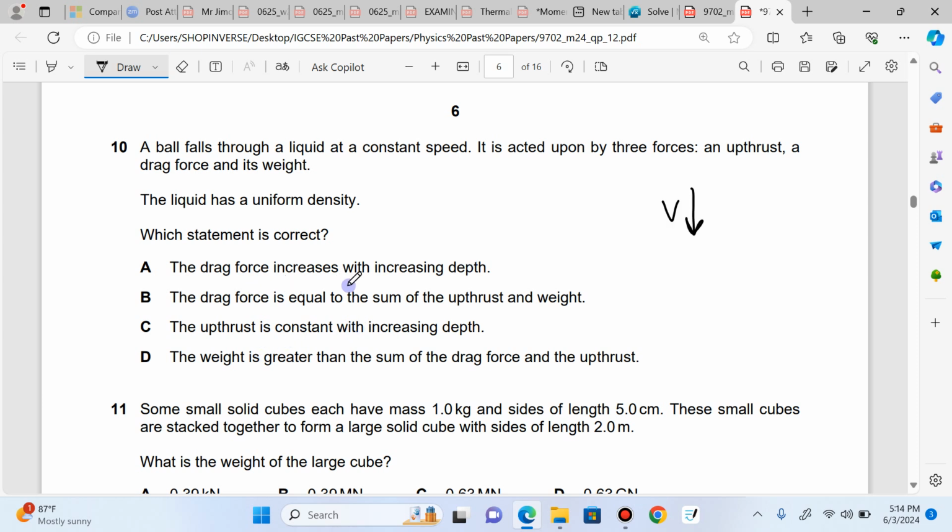B. Drag force is equal to the sum of upthrust and weight. Drag is not equal to the sum of upthrust and weight, because weight is constant. Fine, weight is constant.